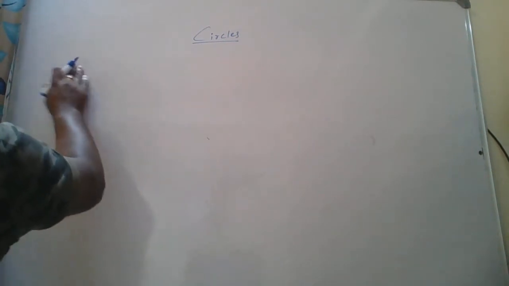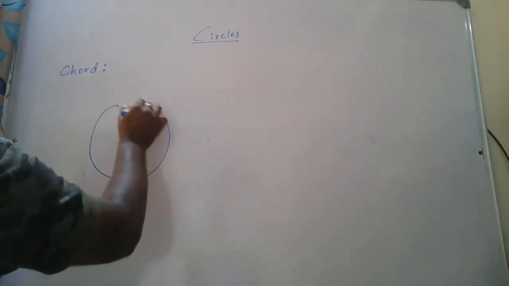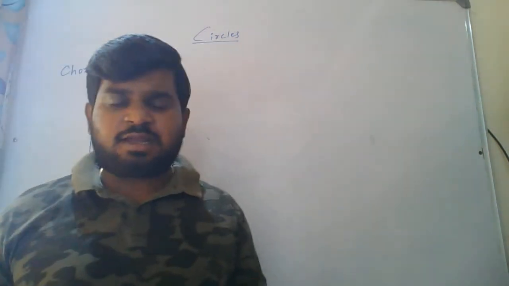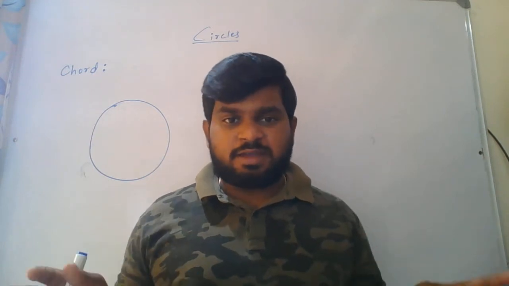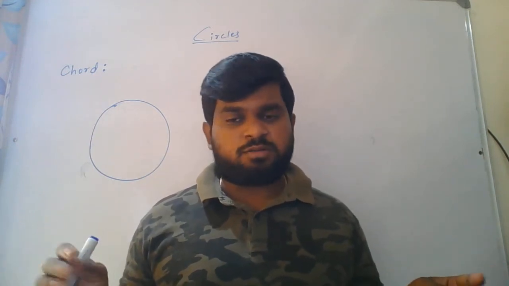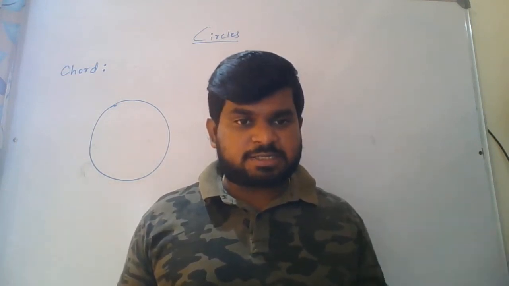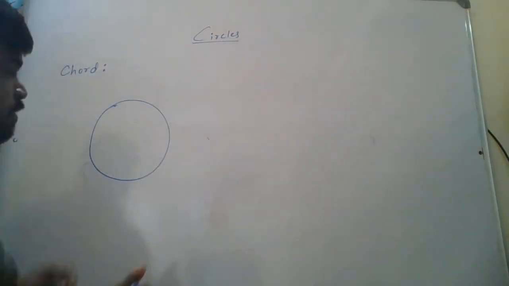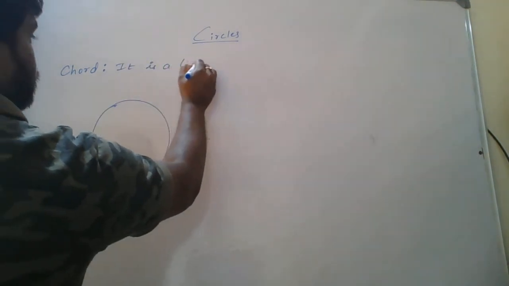Now, chord is basically a line segment. I hope you guys know the difference between line and line segment. Segment has got both starting point and ending point, whereas line doesn't have anything. No starting point, no ending point. Keeps going. Whereas line segment has a starting point and ending point. So chord is a line segment.